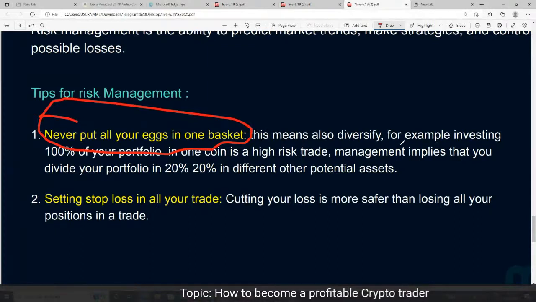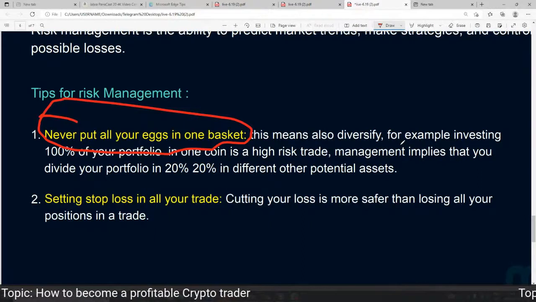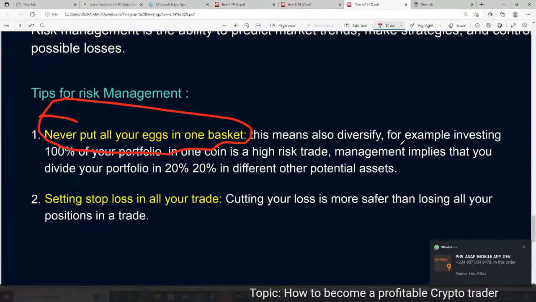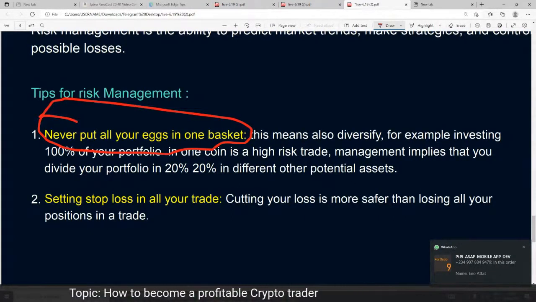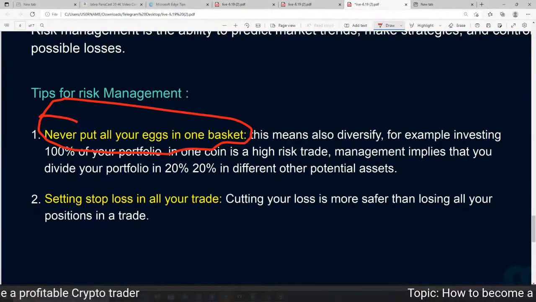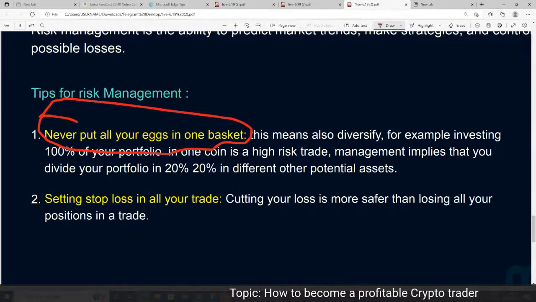Let's assume you have $100. You just deposited $100 inside your account and you want to buy one coin, a spot coin for that matter. You want to trade spot. Okay? Now, you have $100 in your account.